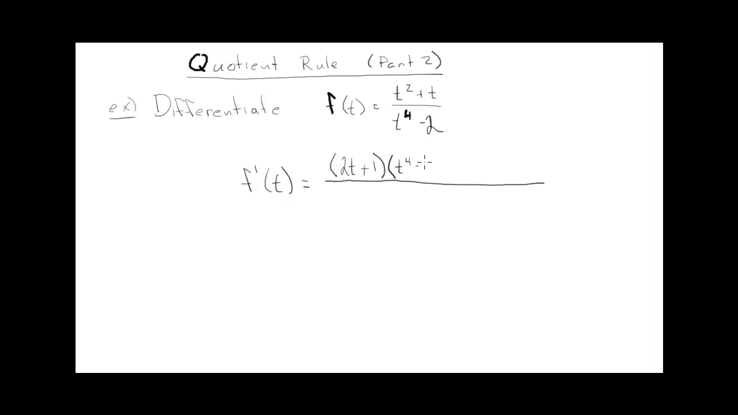times the bottom function, or the denominator, minus, leave the numerator, so leave the top, times the derivative of the bottom. So that'd be 4t cubed, and that's all over the bottom, t to the 4 minus 2, all squared. Okay, so that's the derivative right there. You've applied the rule. Now, often you will simplify that numerator.